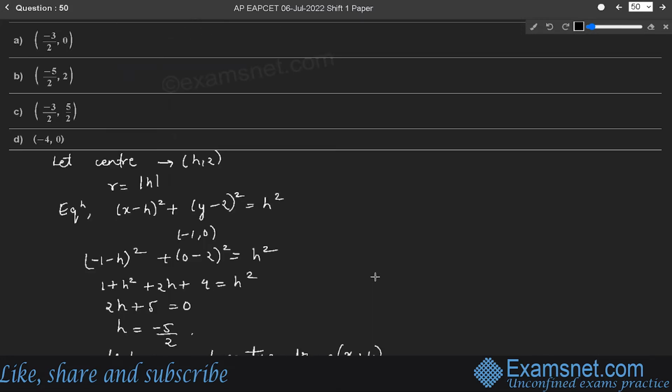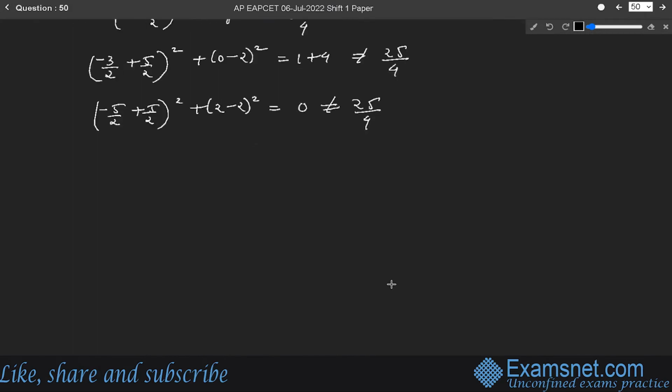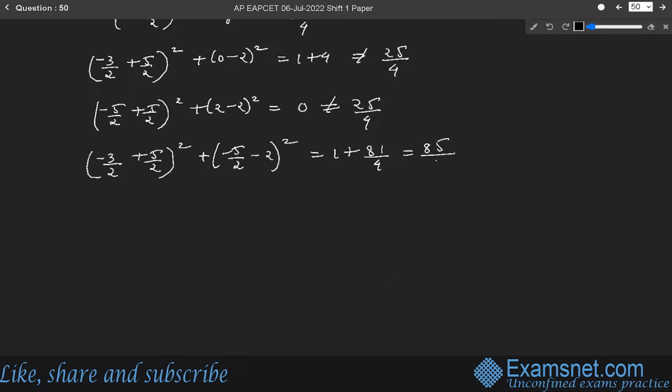Now let us check it with option C. Option C is (minus 3 by 2, minus 5 by 2). Distance of the center from (minus 3 by 2, minus 5 by 2) will be (minus 3 by 2 plus 5 by 2) whole square plus (minus 5 by 2 minus 2) whole square, which will be equal to 1 plus 81 upon 4, which is equal to 85 upon 4. Again, it is not equal to 25 upon 4.